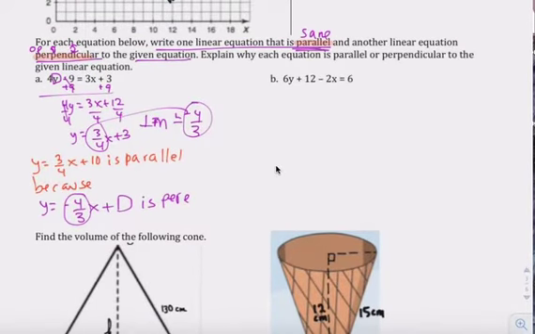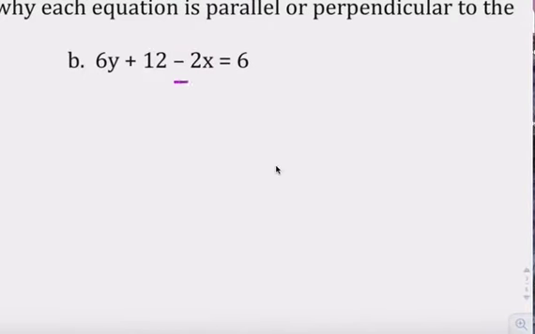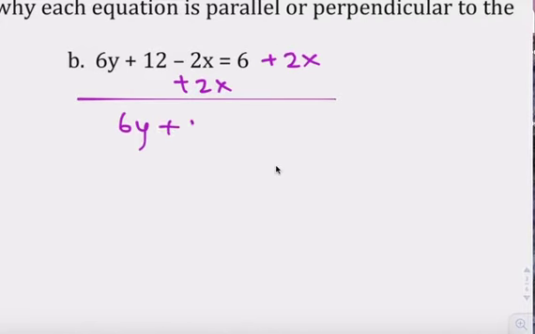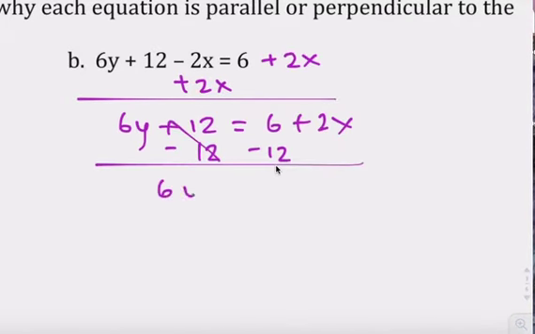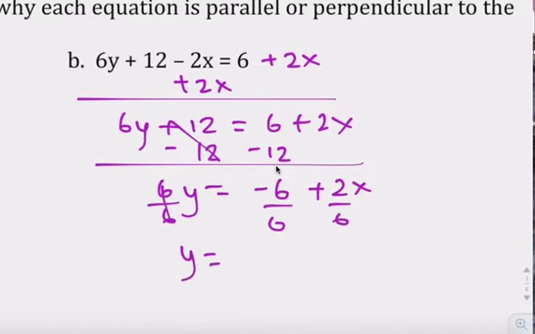You do this the same way. You add 2x, add 2x. So you get 6y plus 12 equals 6 plus 2x, minus 12, minus 12. 6y equals negative 6 plus 2x. Divide by 6. y equals negative 1 plus 1/3 x.